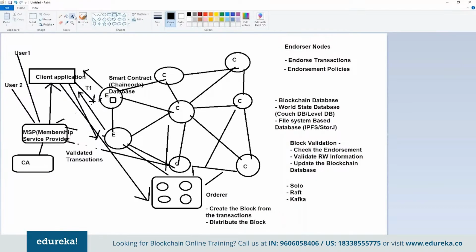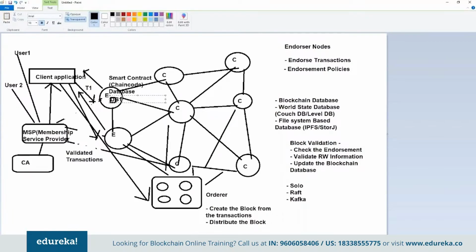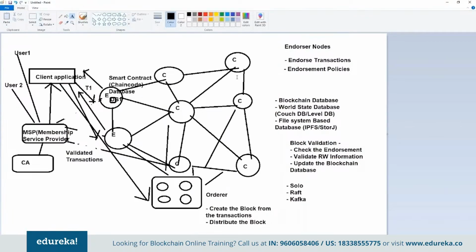Now there can be other networks which might need these nodes. Maybe this is a committer node here, and this might be an endorser node in some other network. You can take the example of two different hospital chains which are not interacting with each other, and there are doctors associated with both networks. They will have common points in both networks, so they will be part of multiple channels.